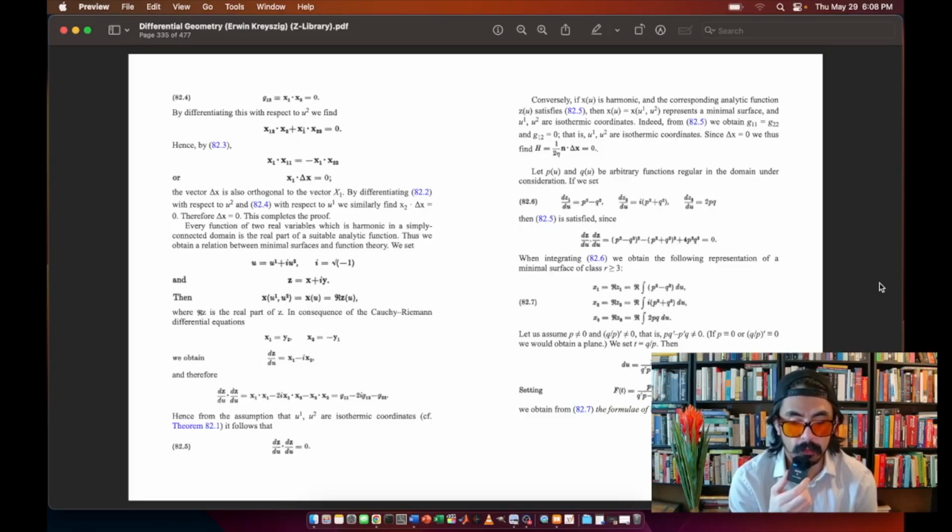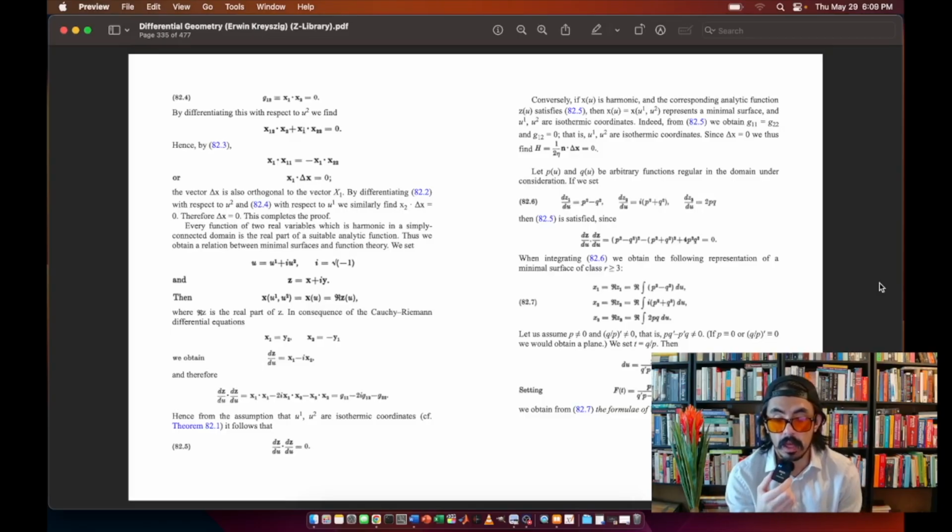Indeed, from the scalar product of dz/du with itself equaling 0, we obtain that g sub 11 equals g sub 22 and g sub 12 equals 0. That is, u1 and u2 are isothermic coordinates. Becoming a little redundant here.